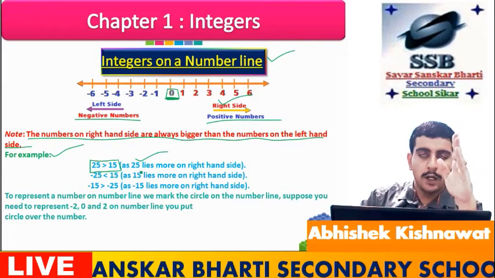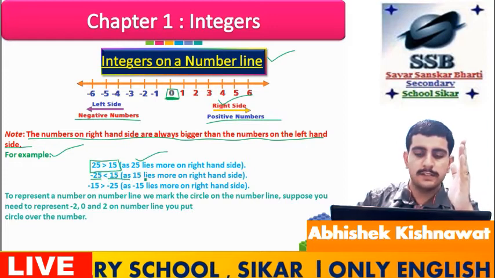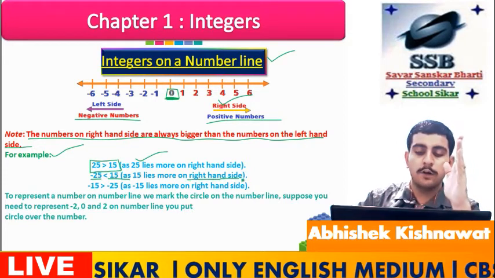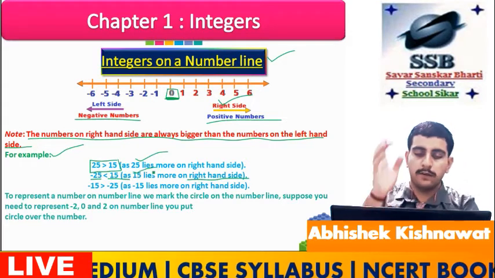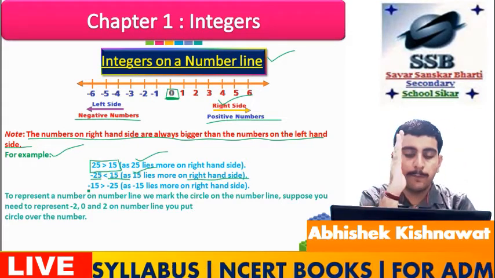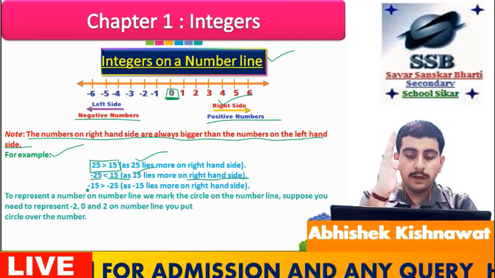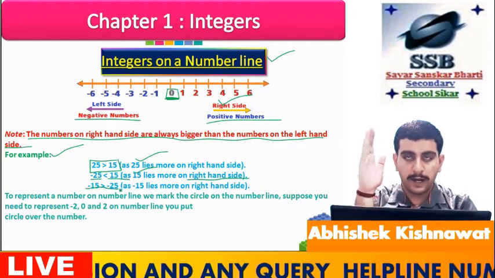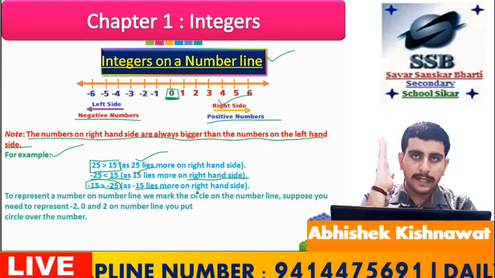For example, 25 is greater than 15. Now both are positive. Which number is larger? 25 is larger, because it lies more on the right hand side compared to 15. Now minus 25 is less than 15. Why? Because 15 lies more on the right hand side compared to minus 25. I think you all get the point.